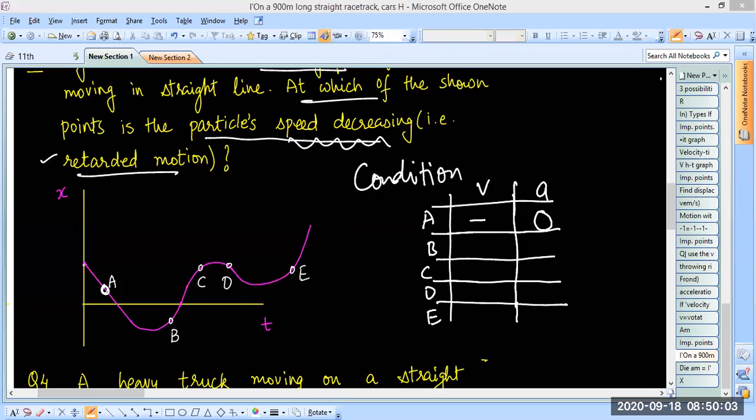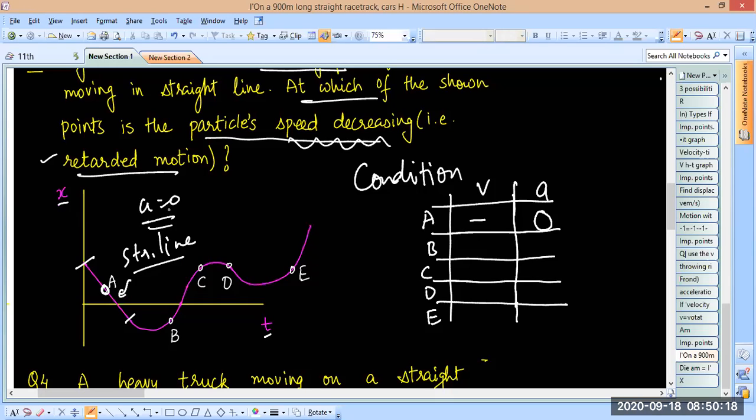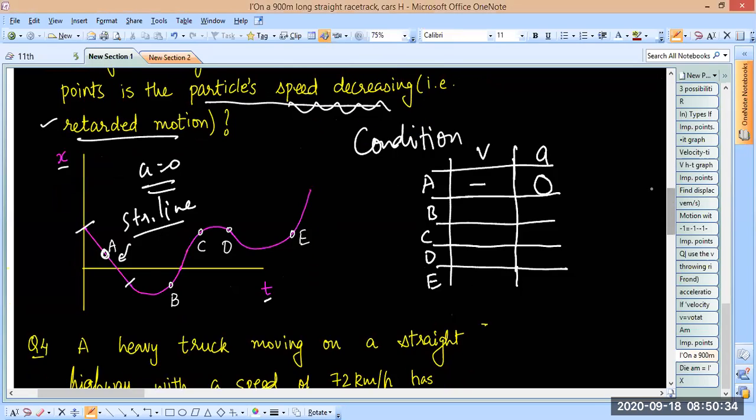Why? Because I'm sure you clearly see that up till somewhere here, this graph is a straight line. Agreed? In this portion, the XT graph is a straight line. That means acceleration is 0, right? I hope all of you remember that. Okay, B. Now I'm going to write it for B very quickly. By now you should know it. At B, velocity is positive and acceleration is also positive.